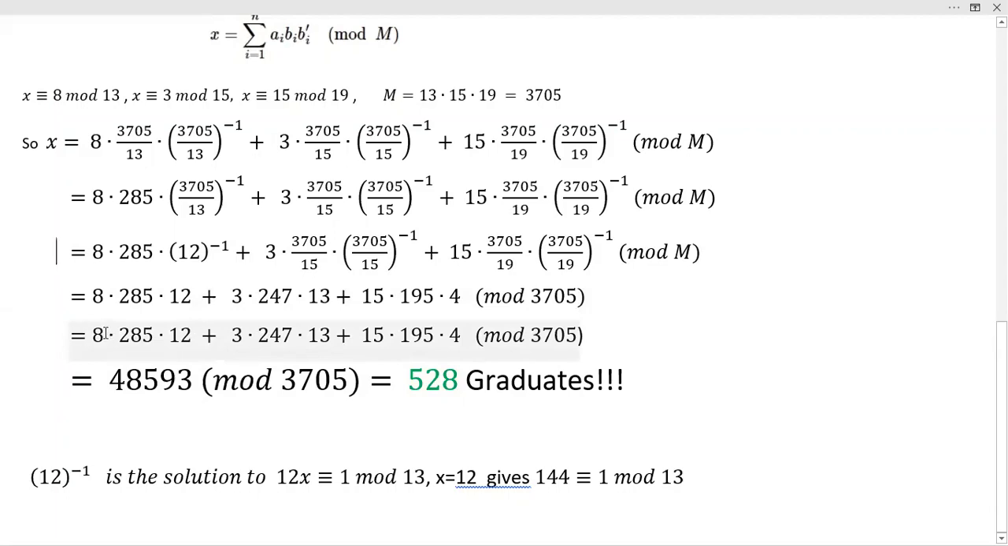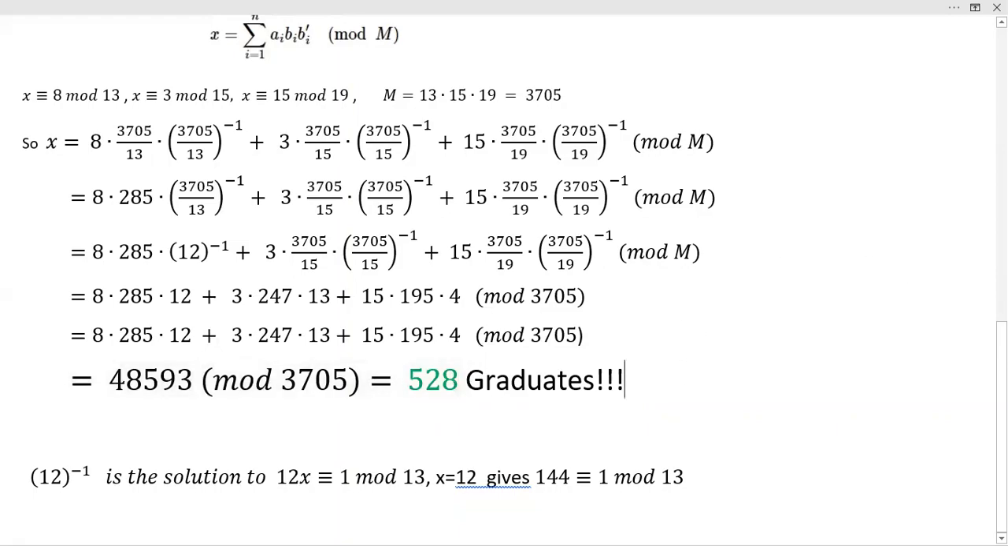You add up all of these numbers here. All these numbers, when you add them, all this stuff, when you add it up, ends up being 48,593. Now, what this means is divide this number right here by 3705. And when you do that, you'll get 528 graduates. All right, it's amazing. To me, this is just astonishing that with scant information, you could actually get the answer.